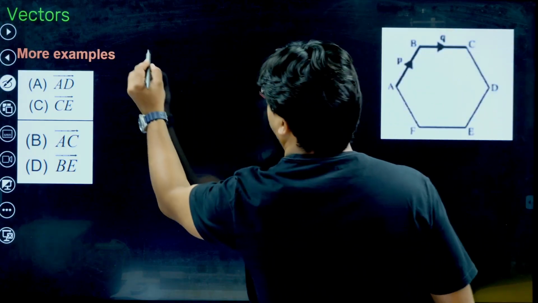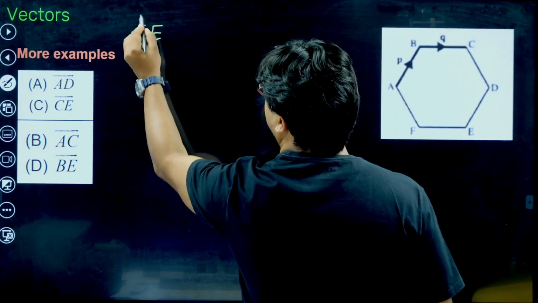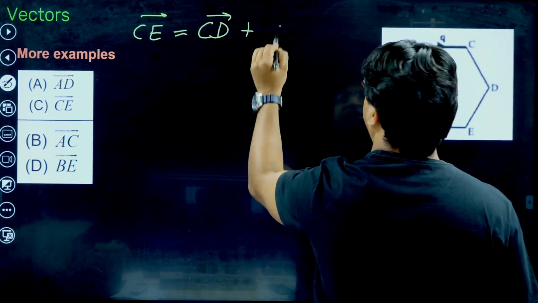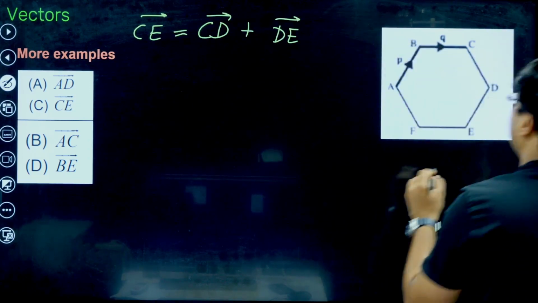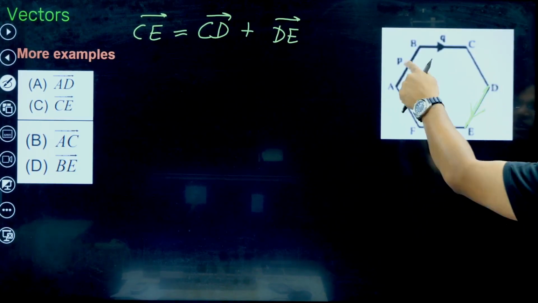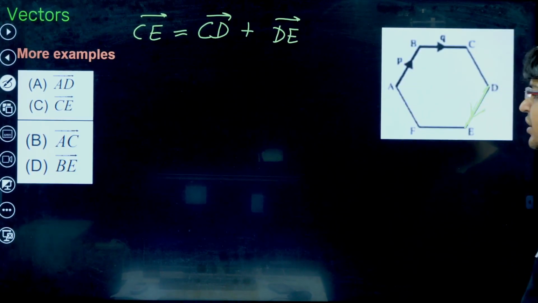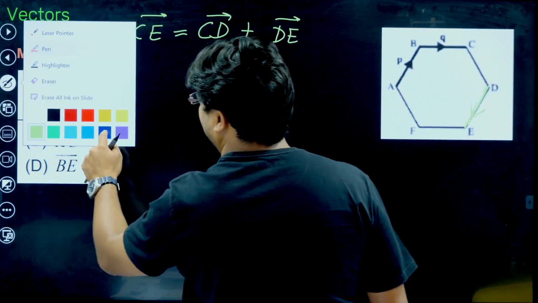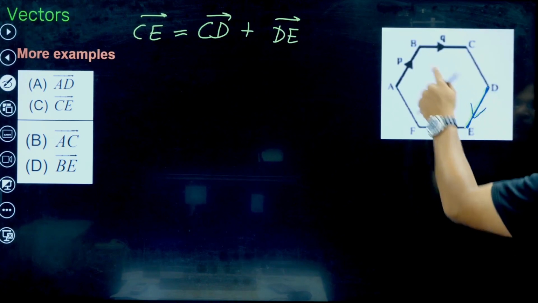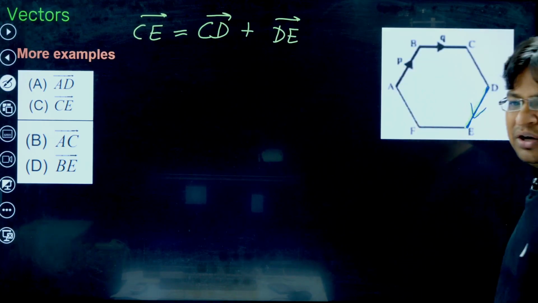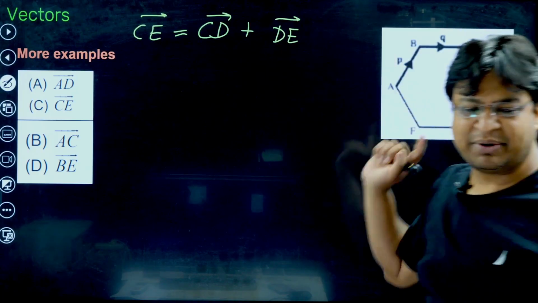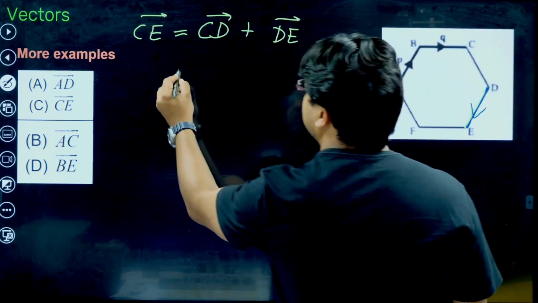Okay, so we are writing CE vector as CD vector plus DE vector. Now let's pay attention. DE vector is this vector. Can we say that DE is exactly opposite to P vector? Let me use a different colored pen. That would be easier for you. So can I say that DE vector is exactly opposite of P? In other words, DE is same as minus P. So DE vector, my job is done.